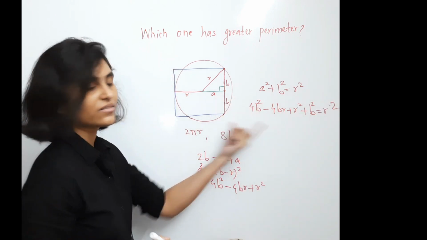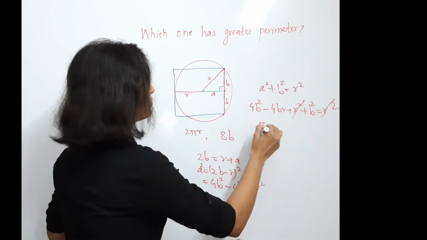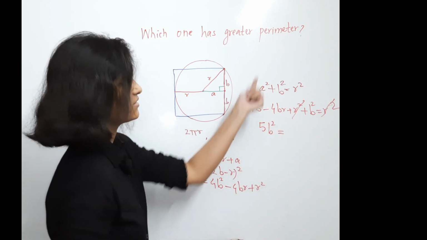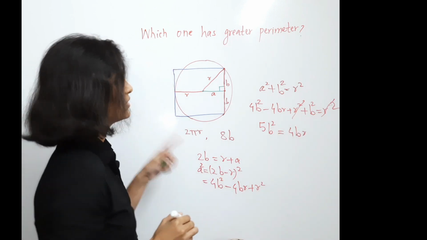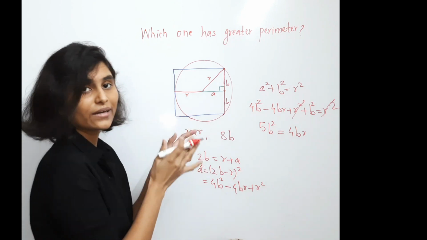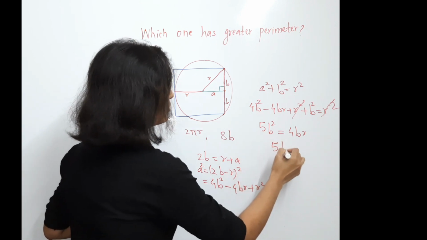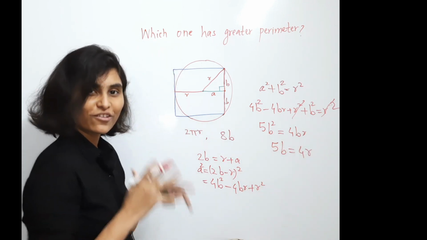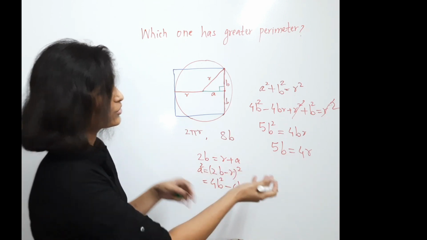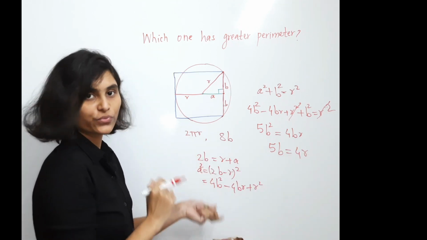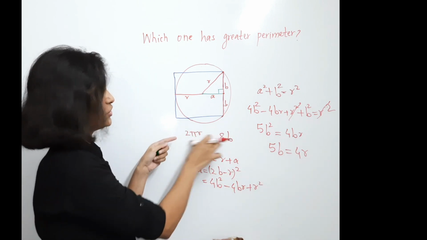Now simplify this. So this r square cancels, and 4b square plus b square is 5b square, and take this minus br there. So we have 4br, right? Now just simplify this. Now look at b. So b is some non-zero quantity, so we can cancel b. So we have 5b is equal to 4 times r. So here we have a relation between b and r, right? So either you put the value of r, which is 5b upon 4, or you put the value of b, which is 4r upon 5, to compare these two, right?